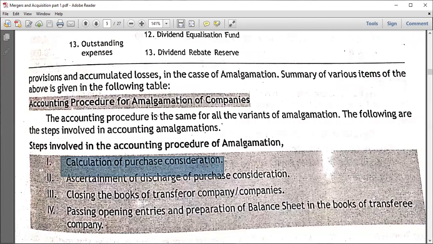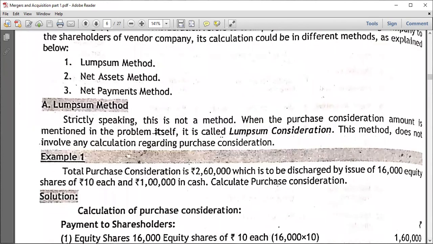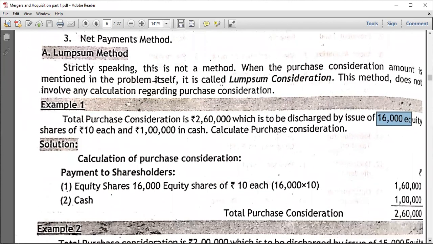Now discharge of PC is nothing but mode of payment. Mode of payment means how you are going to make payment. So total PC will be 2,60,000. 16,000 equity shares are issued at rupees 10 each, so 16,000 into 10 will be 1,60,000, and 1 lakh in cash. So what you need to write? Purchase consideration is equal to 2,60,000. Discharge of PC through equity share 1,60,000, through cash 1 lakh. So it will be 2,60,000. If you do this one, you'll get 2 marks.